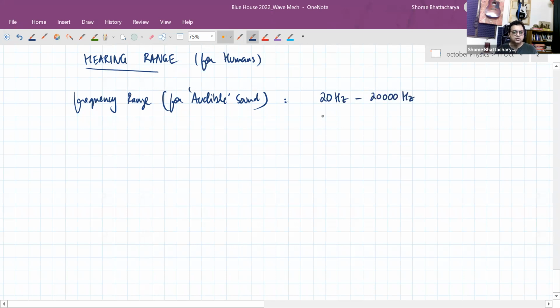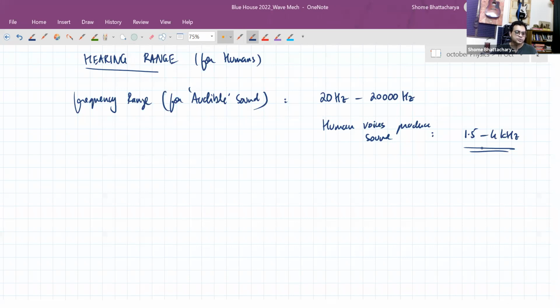But for example, the human voice produces sound in the region of about 1.5 to about 4 kilohertz. It doesn't really have so much of a range, but our hearing is much wider in range compared to what our own voices produce.